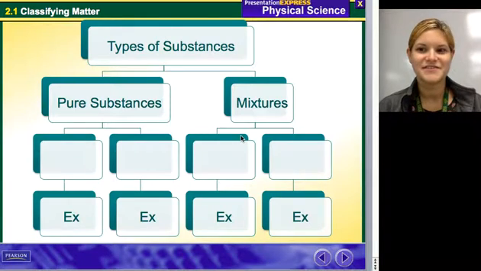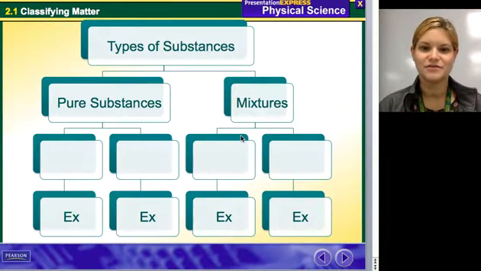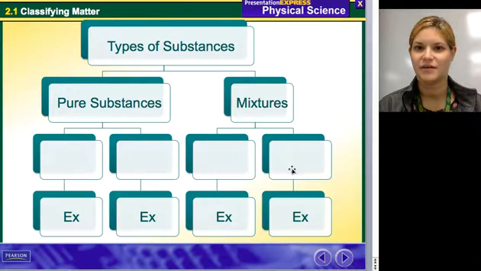Hi guys, today's notes are going to be over Chapter 2, Section 1, which is called Classifying Matter. What you need to do while we're taking notes today is fill in this table. We're going to have two categories of pure substances, two categories of mixtures, and we're going to have examples for each of those.